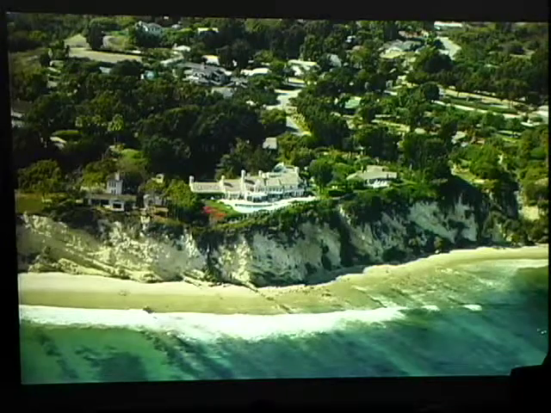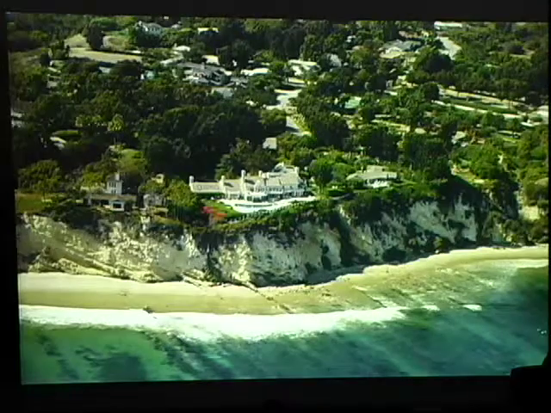So, side note, anybody know whose house this is? Barbra Streisand's. Yeah, the Streisand effect is great.